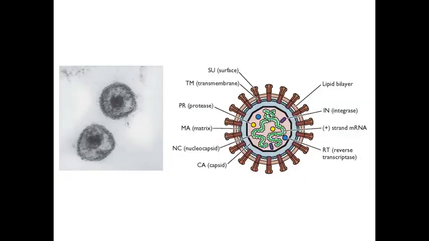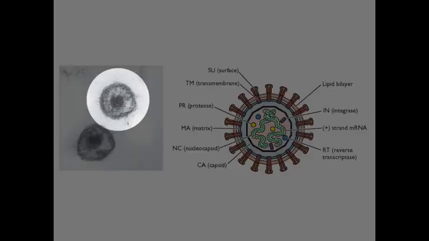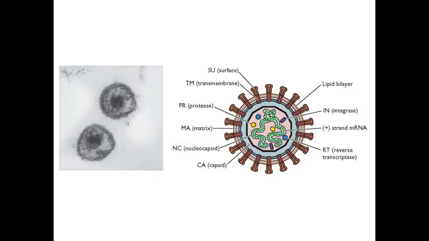So here's a typical retrovirus. These are the kind that Rous identified, Rous sarcoma virus and related viruses. On the left is an electron micrograph. So these are roughly spherical particles. They have a lipid envelope, and you can see there's a dark core in the middle. This is where the genetic information is.